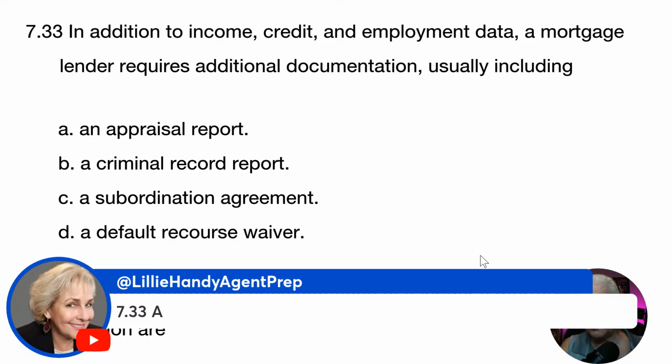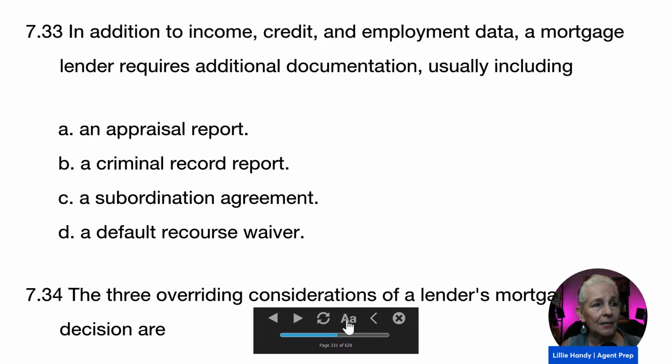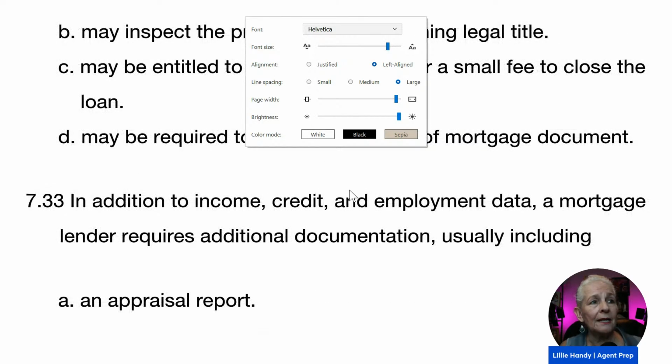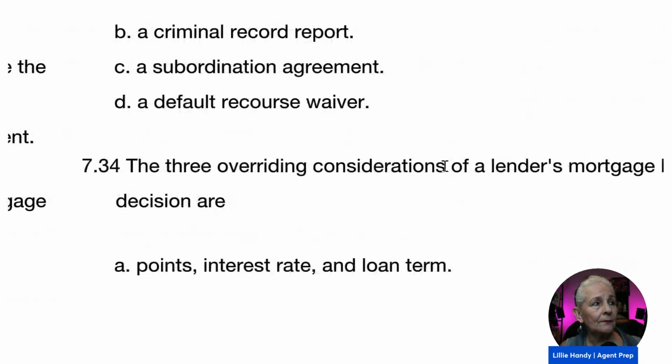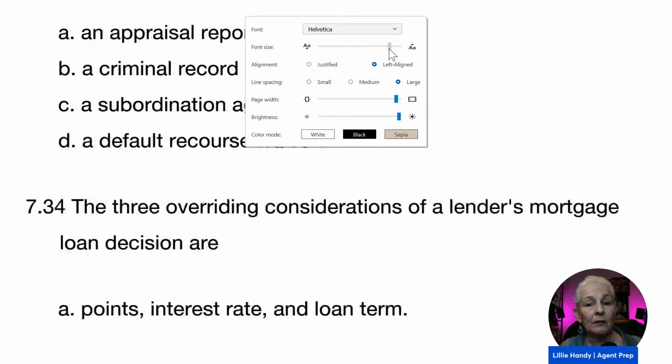They will also require a survey, but they don't talk about that here, it just says income, credit, and employment data. So there are additional documents that they can require. 733A. An appraisal report. And again, those are estimates, right? Two, three different appraisers could come up with different estimates.